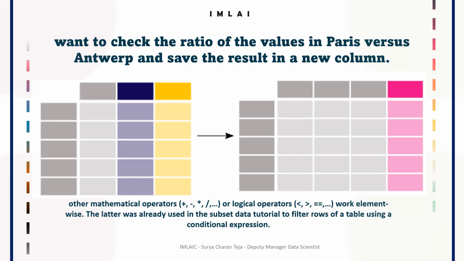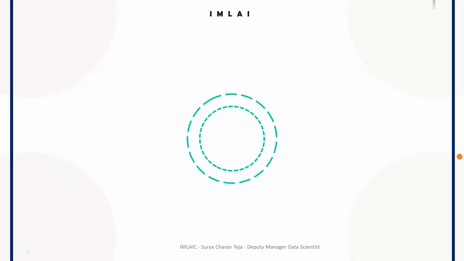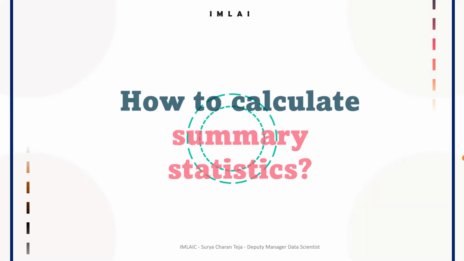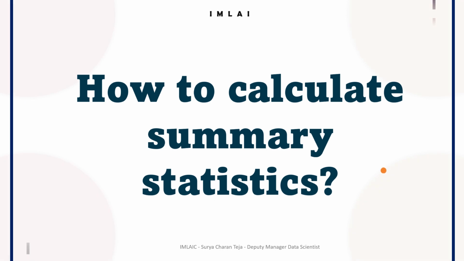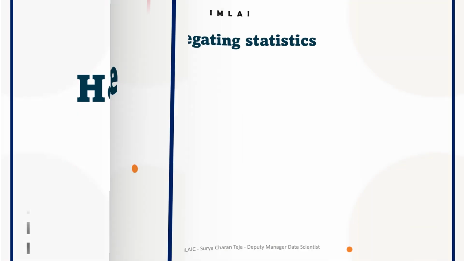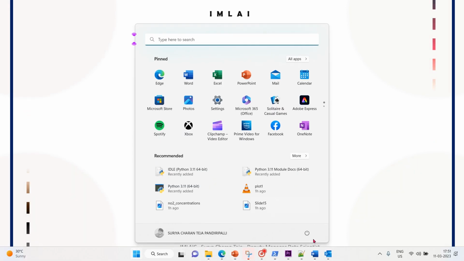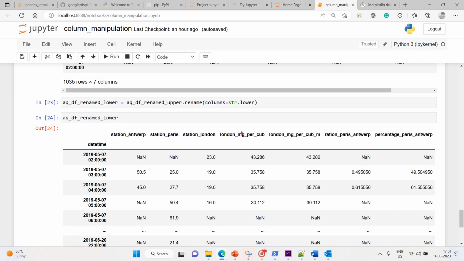Now let's get back to the statistics. So now we will see how to calculate summary statistics. For that we are going to use the same previous users data, and we'll be doing it with pandas. So let's get into our notebook first.